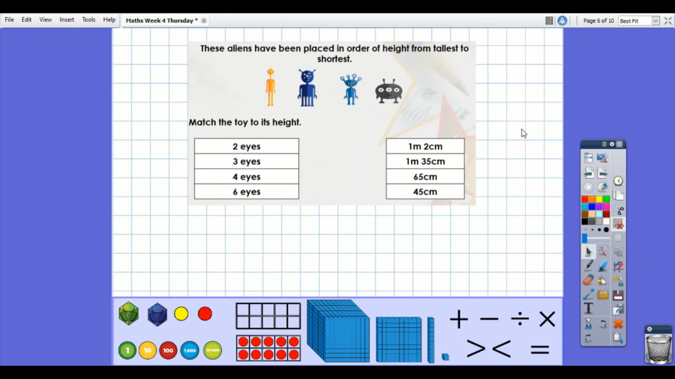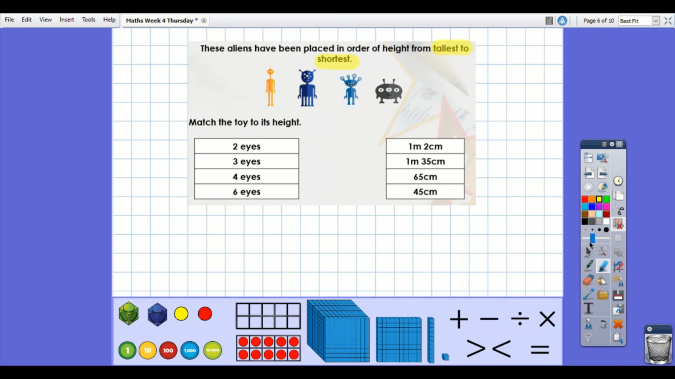Okay, so then what you need to do is we've got some aliens. These aliens have been placed in order of height from tallest to shortest. So that's the biggest number to the smallest number. Okay, so they've all got a name dependent on their amount of eyes. So we've got 2 eyes, 3 eyes, 4 eyes, 6 eyes. Okay, so we've got to match the toy to its height, and they are in height order here.